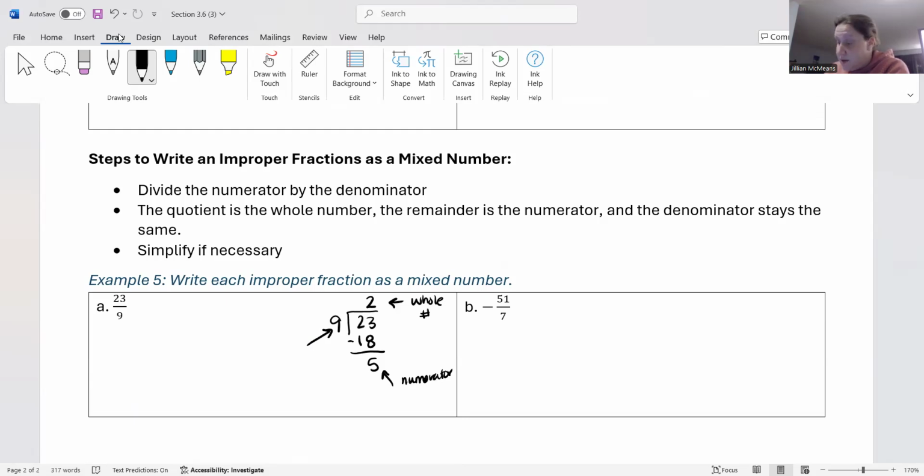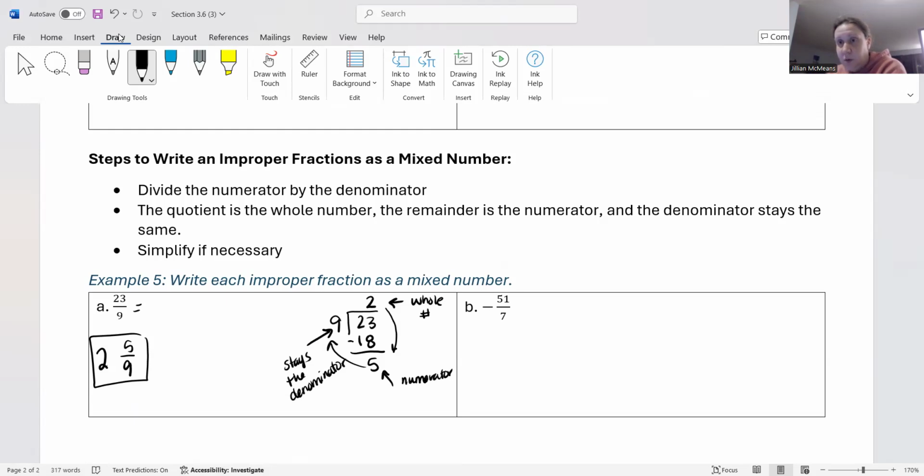It's going to stay the denominator. So when I write this out, it's 2 and 5/9. It kind of goes in a clockwise fashion: 2 and then 5/9. That's how you would write it. Okay, let's do one more.